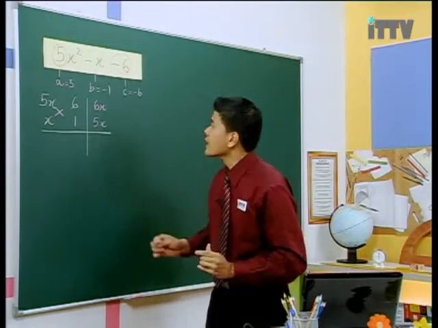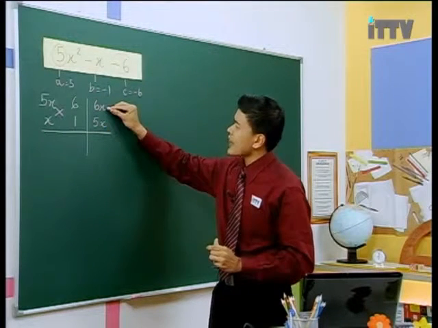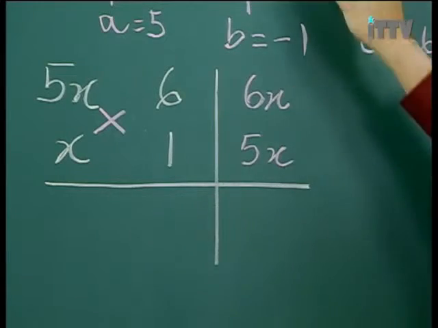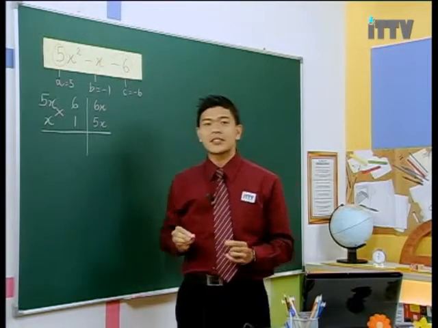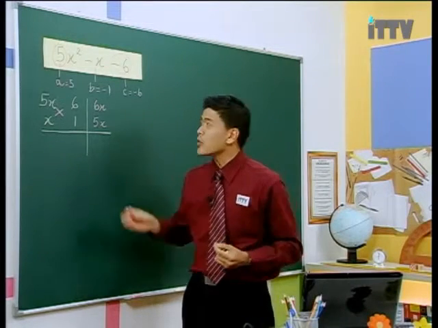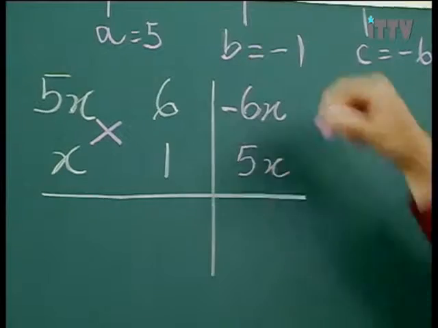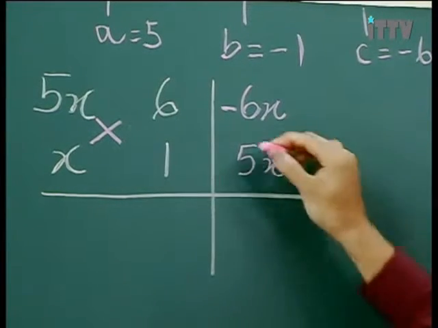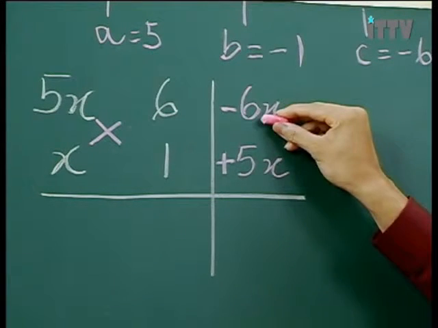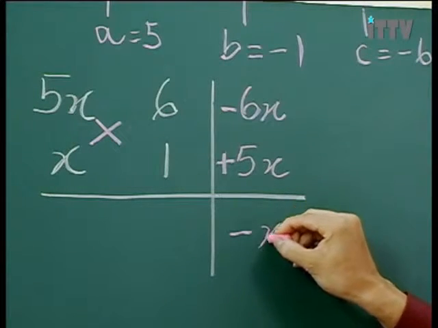How do you check it? Look at this column here. From 6x and 5x, how are you going to obtain negative x? You got to put the signs. And the only way to get negative x is by putting negative on the top and positive below, because negative 6x added with 5x will give you negative x.